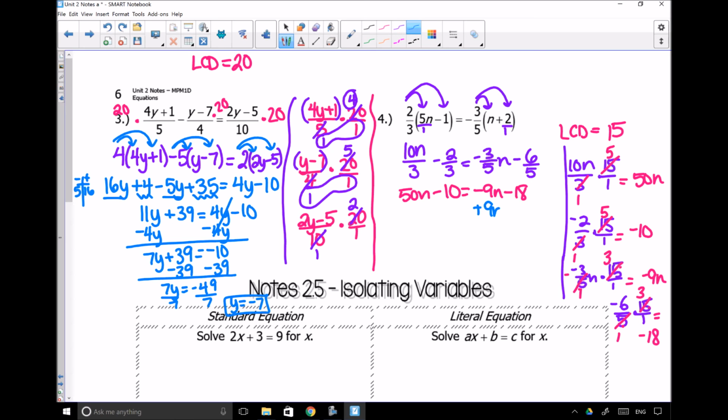I'm going to add 9n to both sides. So I get 59n minus 10 equals negative 18. Okay, then I'm going to add 10 to both sides, and I get 59n equals negative 8. Okay, then I can divide both sides by 59, so n equals negative 8 over 59, and that's my answer.